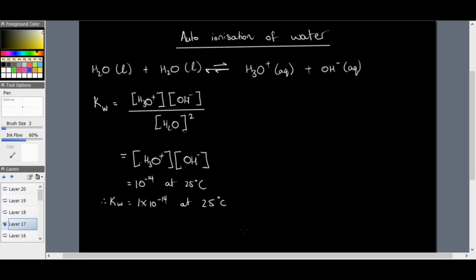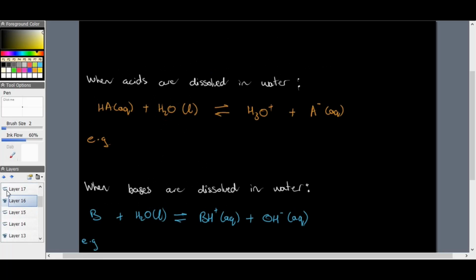Obviously, if it's higher than 1 times 10 to the negative 14, you know it is at a higher temperature. So this is a constant. You should never be asked to show this, but it's a constant, okay? So this is just for learning purposes. But in the same way, we can calculate the ionization constant of acids as well as bases, which I'm going to show you on the next slide.